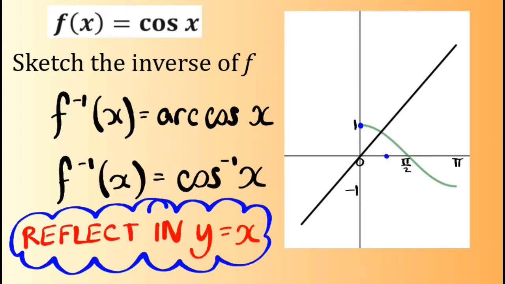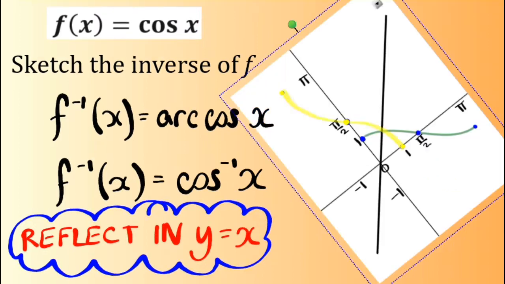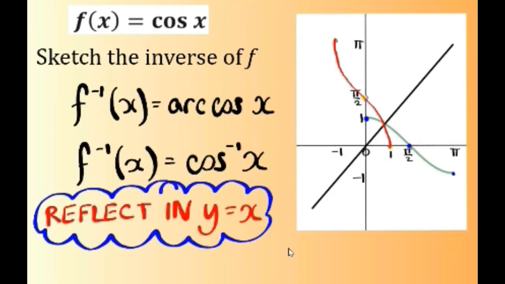We now must reflect our curve, so I'm taking individual points and reflecting them in the line y equals x. Here I've rotated the paper so that the line of symmetry is vertical, and so it's much easier to draw the curve. Returning it to its original position, I now have the inverse of f.